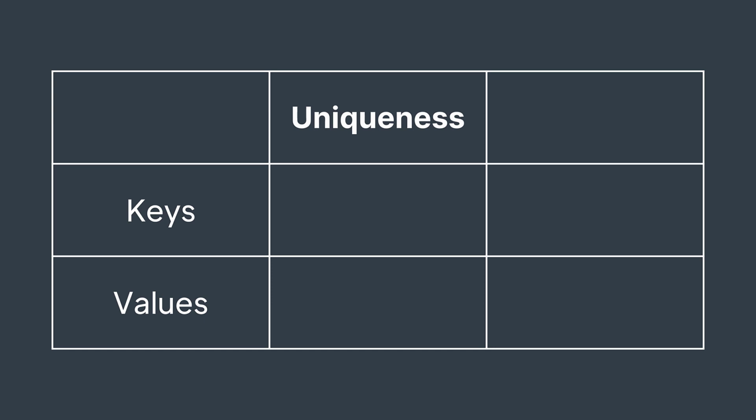Last thing I wanted to talk about is some properties of keys and values in a hash table. First one is uniqueness. Keys in a hash table must be unique. We shouldn't be able to find the same key twice. However, values don't need to be unique. Two keys can have the same value with no problem.